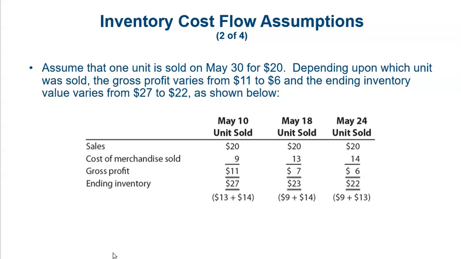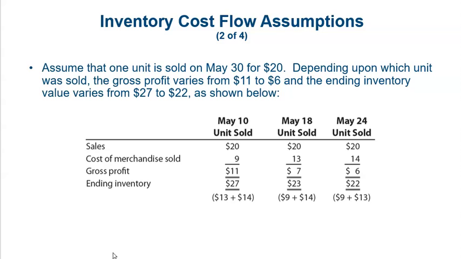If we assume the middle column, that we sold the one that we bought on May 18th, that one cost us $13. That would leave us a gross profit of $7. What would be in ending inventory would be the other two items, the May 10th and May 24th one, so it'd have $23 in inventory. If we assume that we sold the last one, May 24th, that one cost us the most, so it makes our gross profit look even lower at $6, but our ending inventory is even higher because the other two cheaper items are what is in ending inventory.